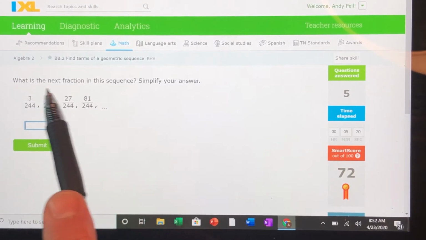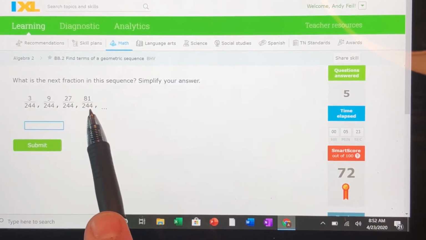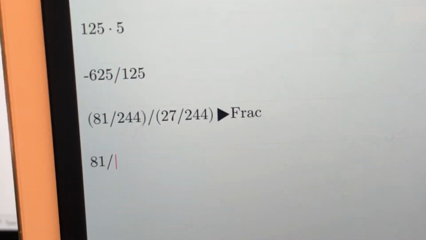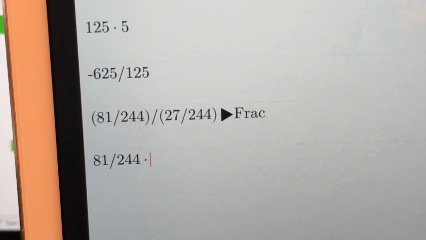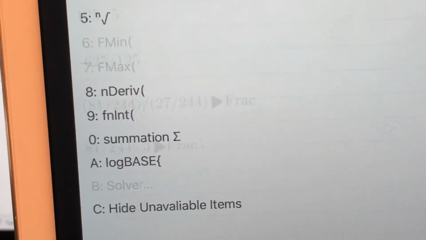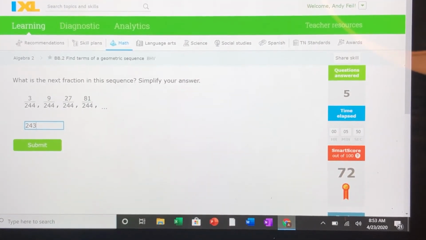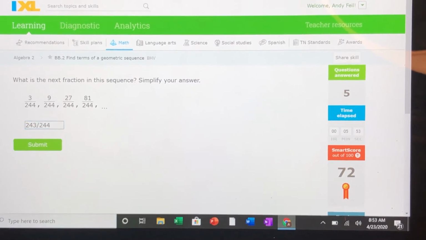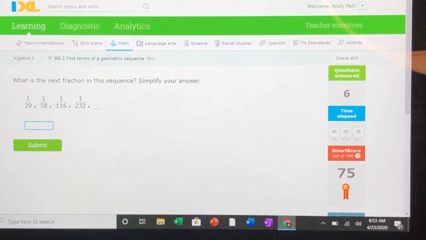So in order to figure out what is the next fraction in this sequence, we're going to take 81 over 244 and multiply by 3. 81 over 244 times 3. And I'm going to hit math, enter, enter, because I want it to be a fraction. And it comes out to 243 over 244. That's the answer I type in. 243 over 244. So you see, you do the same thing as you did before, you're just doing it with fractions instead of decimals or whole numbers.